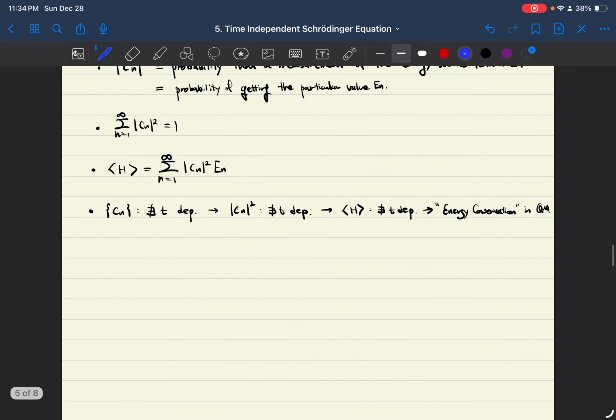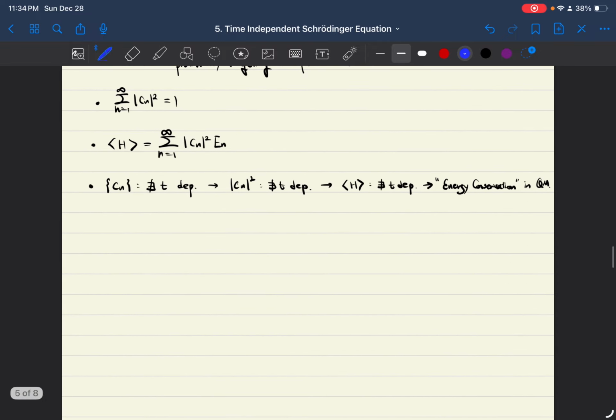And this Cn has no time dependence, so Cn squared has no time dependence, and thus the expectation value of H has no time dependence. So this means the total energy of the system's expectation value has no time dependence, which corresponds to energy conservation. There's no time dependence in total energy.